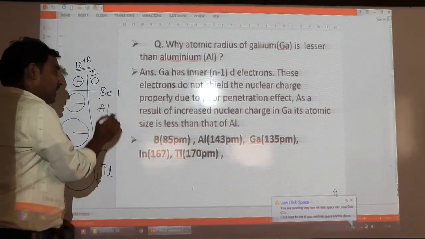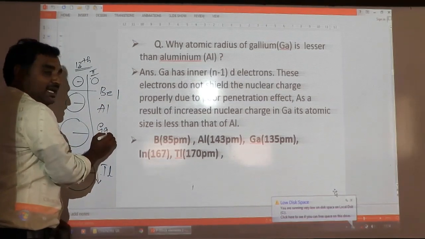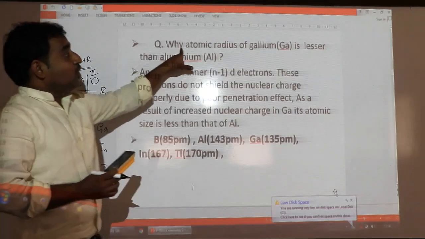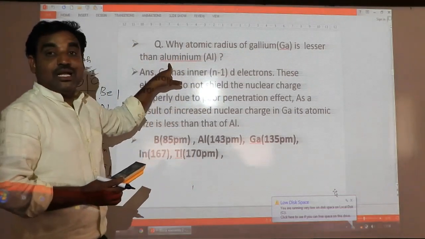Aluminium should have a smaller atomic radius than gallium. The point is that here the atomic radius of gallium is less than aluminium.